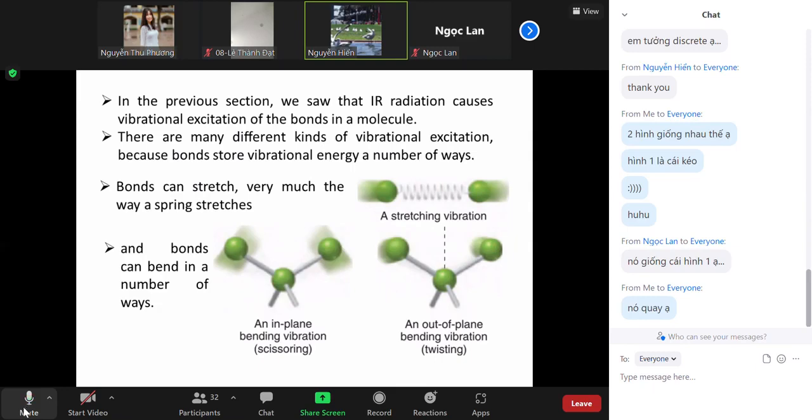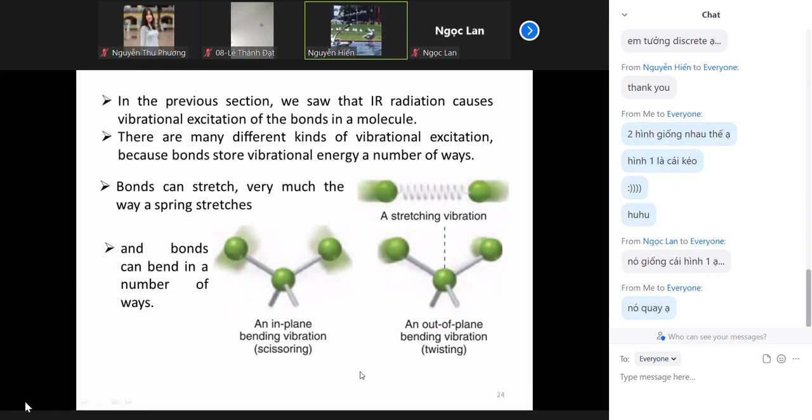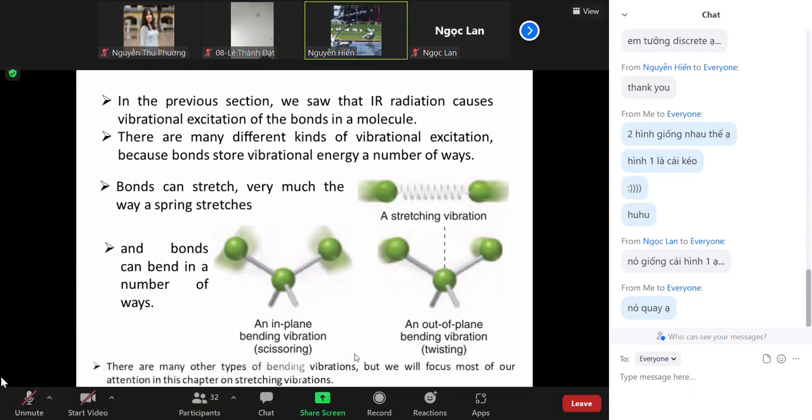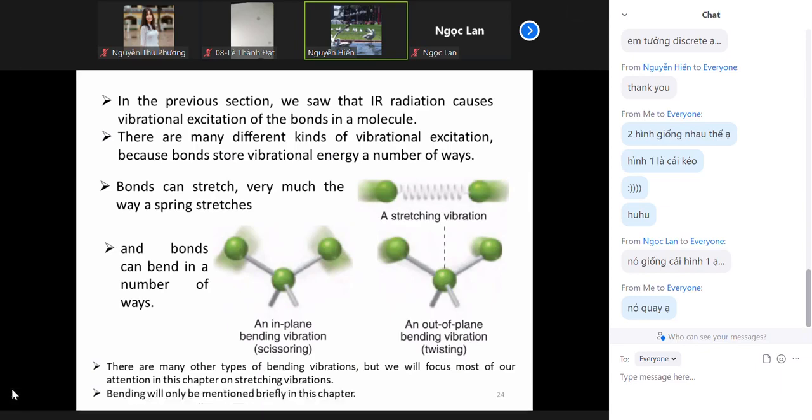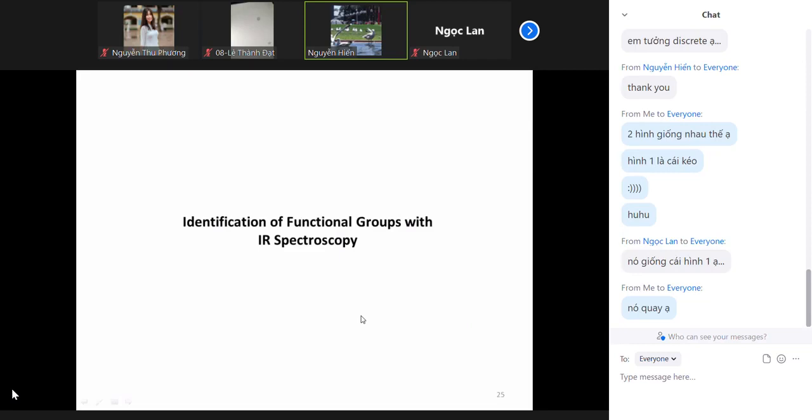Yeah, right. That's right. Like water twisting. Okay, twist, scissoring and twisting. Thank you. Okay, so there are many other types of bending, but we will not cover them. I think the first kind of motion is the most important. The stretching vibration will be the most important way to carry around here.